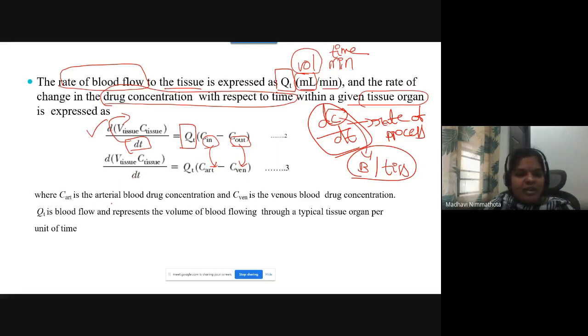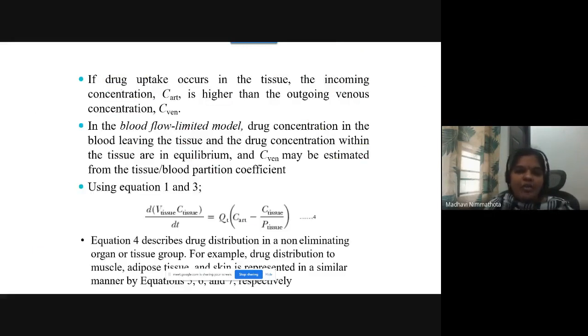Where C art is the arterial blood concentration, C vein is the venous blood concentration, and Q_T is the blood flow, which represents the volume of blood flowing through the typical tissue or organ per unit time. Here V stands for volume of the tissue, and C stands for concentration of the tissue. So very simple. If the drug uptake occurs in the tissue, the incoming concentration will be C art, which will be higher than the outgoing venous concentration.